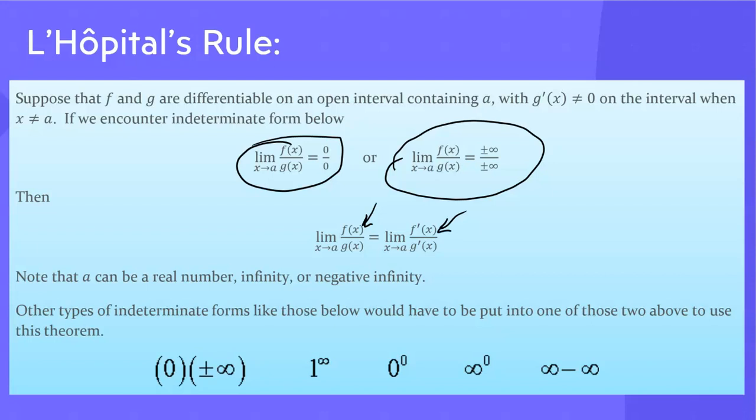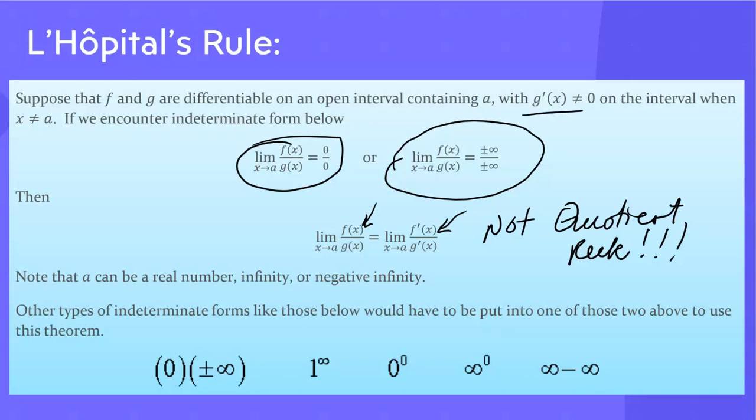Not to be confused with the quotient rule. This is not the quotient rule. We are not taking the derivative of a quotient. We are saying the limit as x goes to a of f of x divided by g of x is going to equal the limit as x goes to a of the derivative of f divided by the derivative of g, provided that the derivative of g of x is not 0, because we cannot divide by 0.